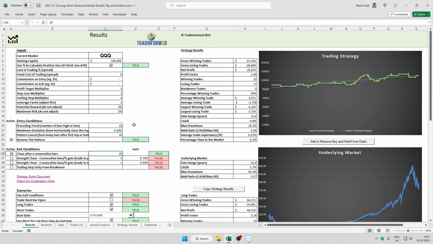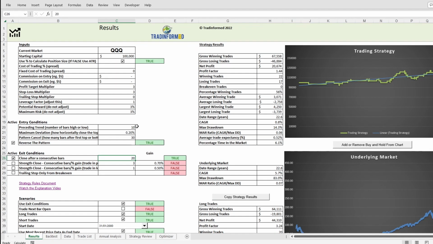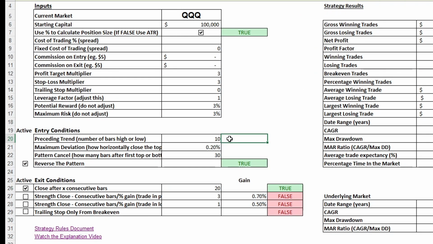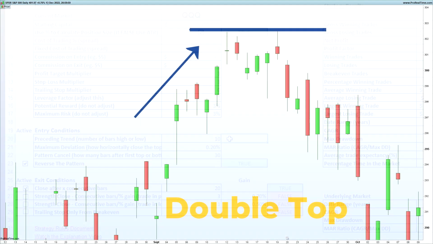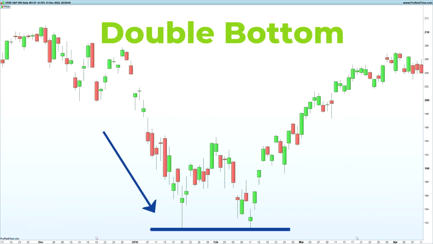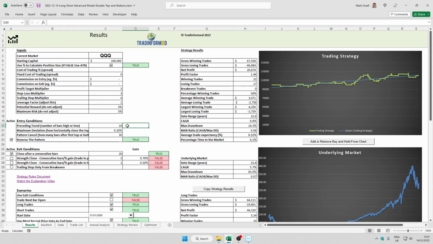Now, to get into the detail, because the devil is in the detail, what one person sees on a chart pattern is different to what another person sees. Now, the preceding trend is identified by a series of highs for a double top and lows for a double bottom. Now the maximum deviation is how horizontal the double bottom or the double top is. There's always going to be a small amount of deviation. However, to get the classic pattern, we want this to be as low as possible, but we need to understand where the variability is.